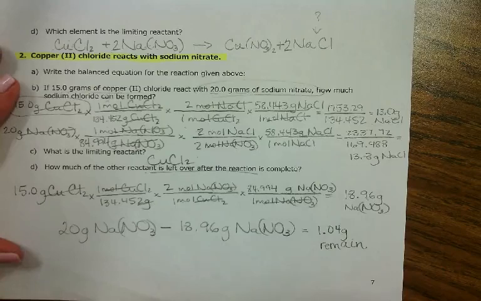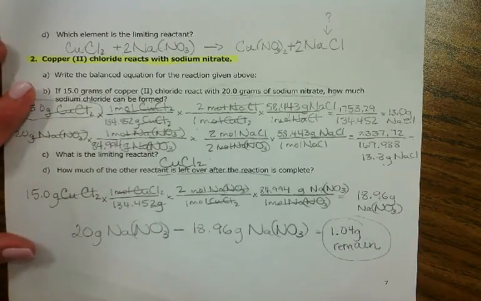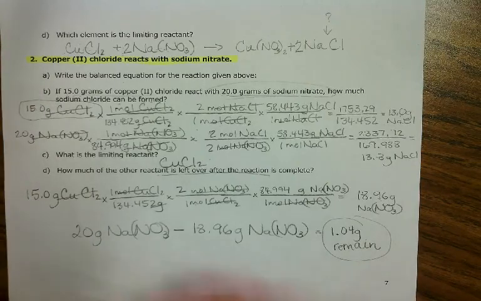Maybe a little complicated, but you can do it. So if you need to rewind it and start all over again, do that. You'll get it. Okay? No problems, no worries. So let's go on to do some percent yield.